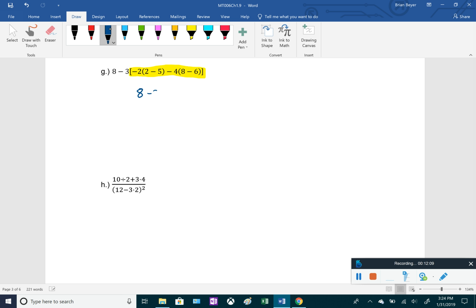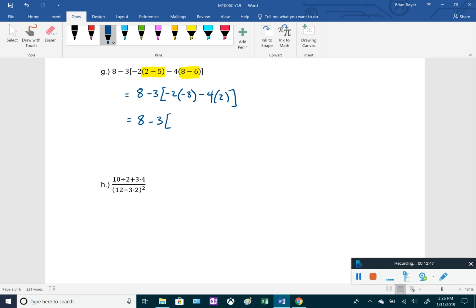So it's gonna be 8 minus 3, and let's see what's inside here. So we actually have to distribute that negative 2 into that first. Oh, just kidding. We have to subtract inside this other set of parentheses. This one. 2 minus 5, so let's simplify that. That is negative 3. And then let's simplify inside this other parenthesis also. 8 minus 6 is 2.